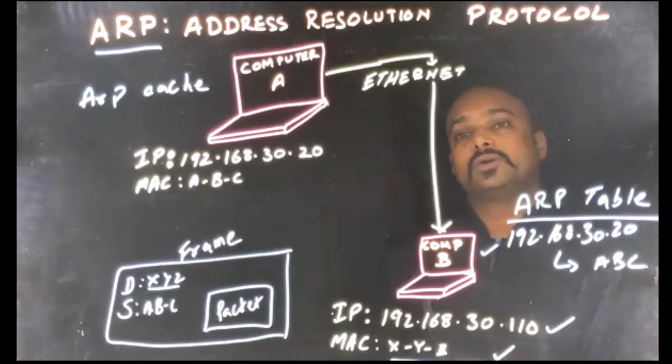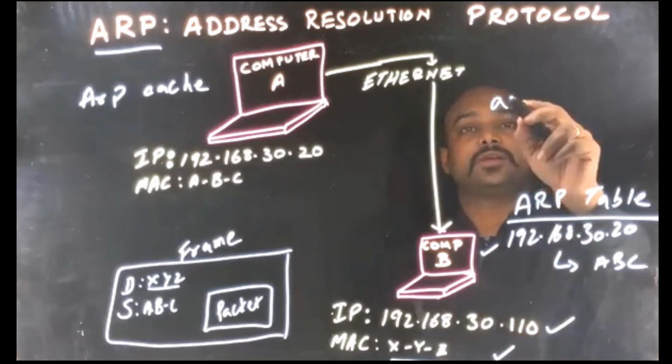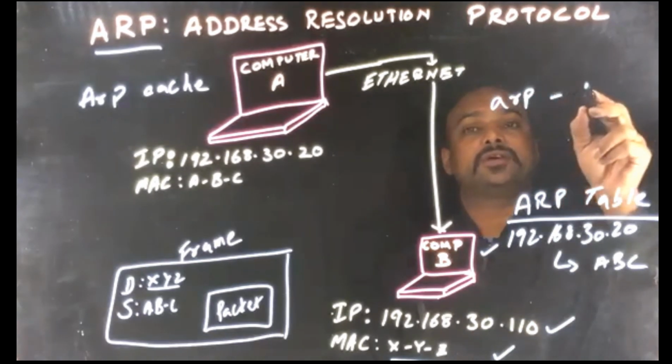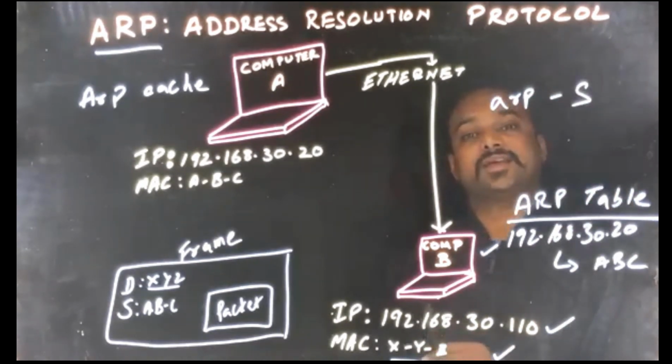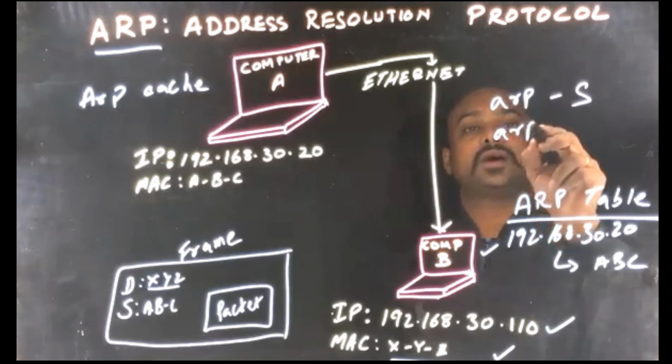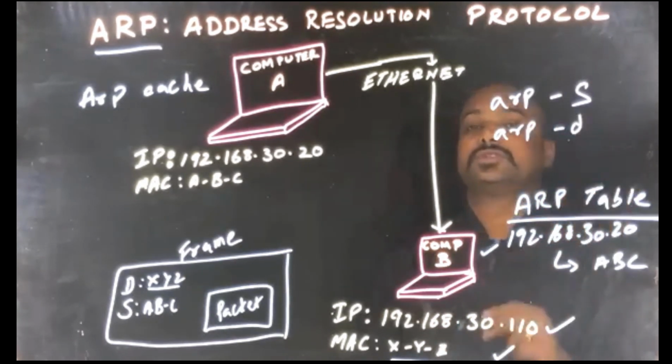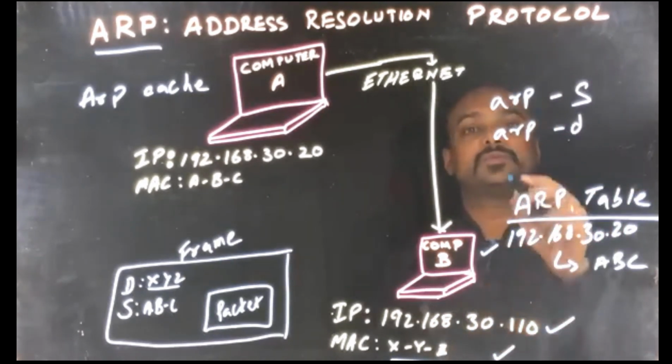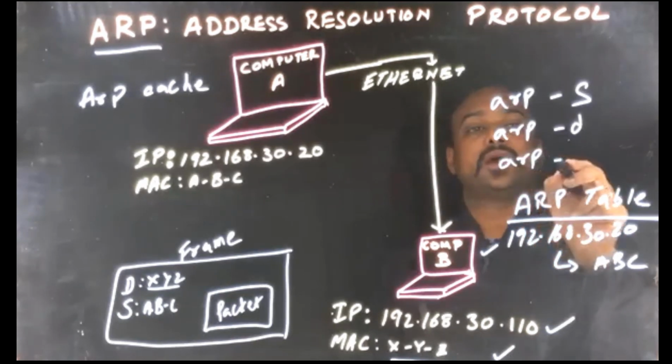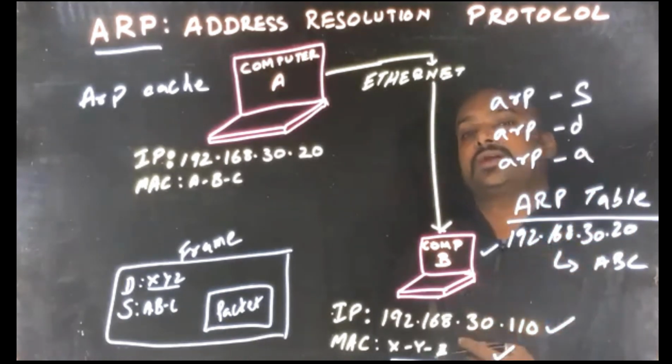In the next video, we'll look at various syntaxes that we have in ARP, specifically arp -s for updating the static entries, arp -d to delete the entries in the ARP table, and then arp -a to look at the ARP table.